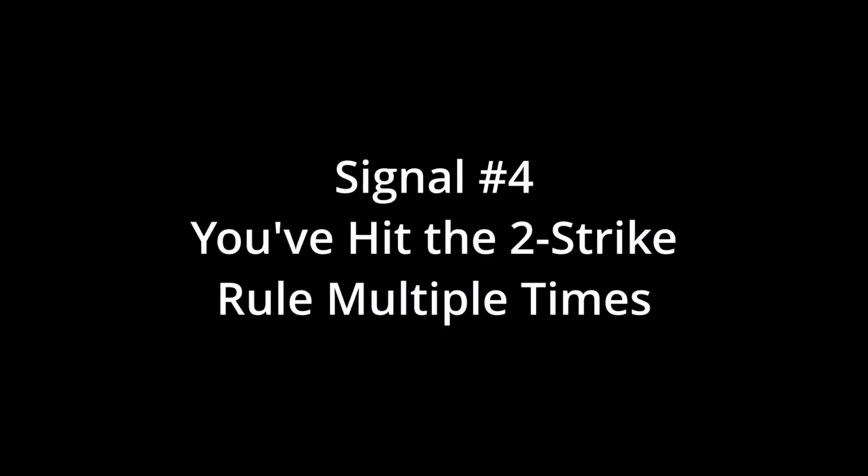And signal 4, you've hit the 2-strike rule multiple times. If you've diagnosed an execution problem, tried 2 fixes, nothing happened, reverted, then diagnosed a style problem, tried 2 fixes, nothing helped, then you reverted, then tried a different diagnosis, 2 more fixes, and still nothing. If you've been through this cycle 3 or more times, you're fighting the prompt. You're not refining it. And what you need to do at that point is take your success card, take your test cases, and write a new prompt from scratch designed for the new model's tendencies.